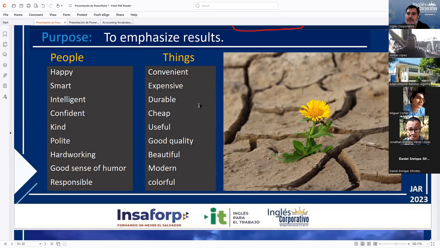Remember, cheap is usually negative. Cheap is bad quality. Cheap is baratija, right? Something cheap, bad quality. Teacher, what is barato, but good quality? Inexpensive. Something inexpensive is good quality. But usually when you say, she bought me cheap perfume, you mean bad quality, right? Okay.